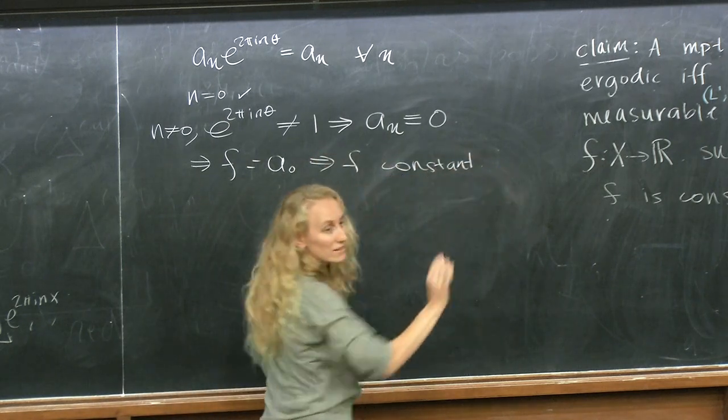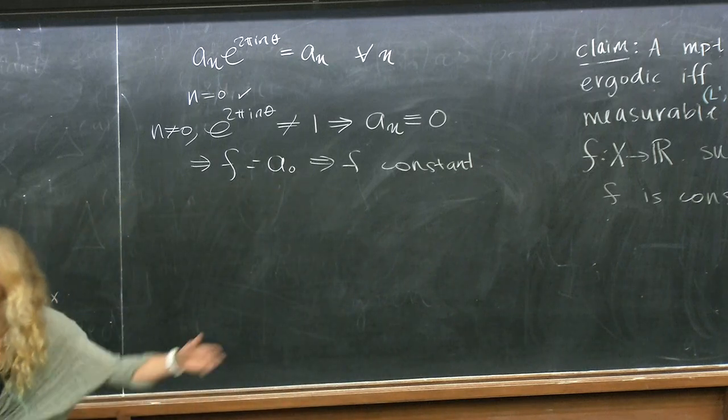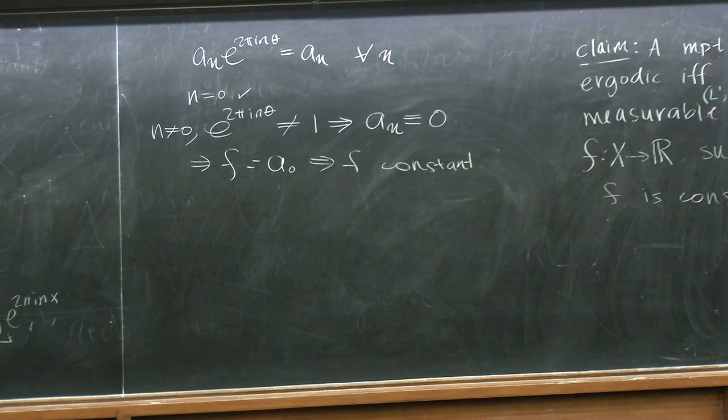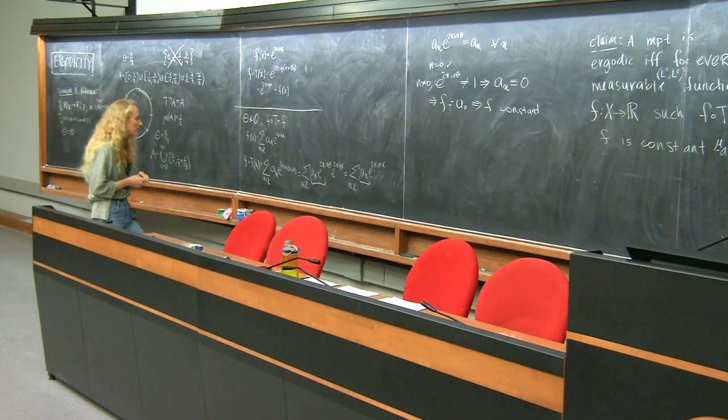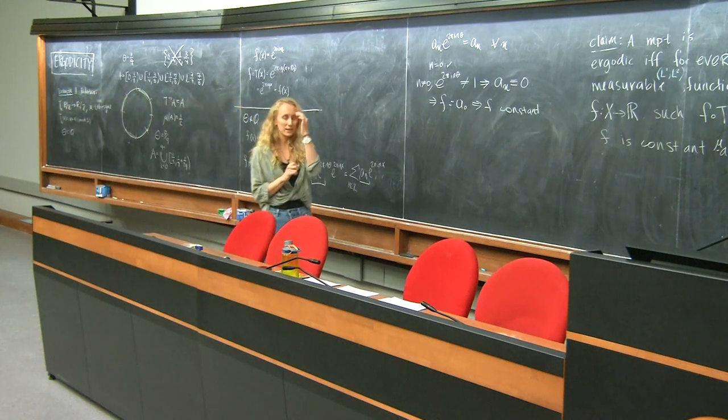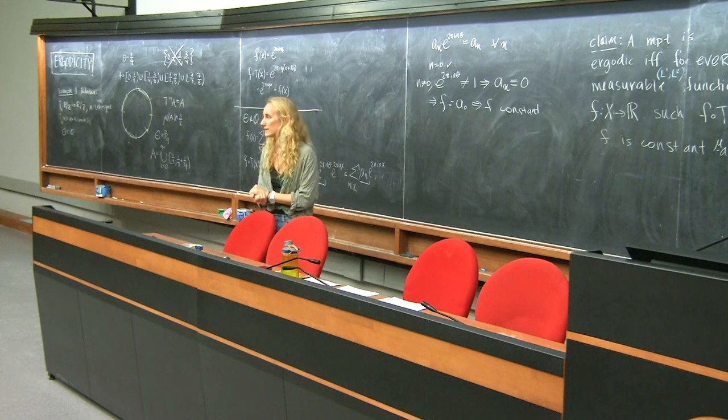So I've proved, okay, then by the claim, I've shown that irrational circle rotations are ergodic with respect to the Lebesgue measure. So Fourier series are really a crucial technique for proving ergodicity.